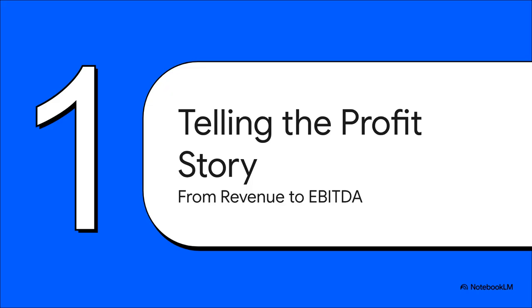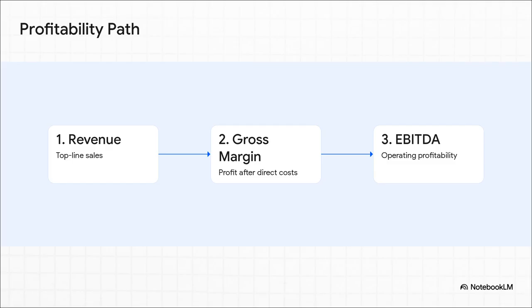We're going to start with the first part of any great financial pitch, telling the profit story. We're going to look at three key terms that build on each other to really paint a clear picture of profitability. Think of this as your roadmap to profit. It's a super logical flow. We start at the very top with revenue, then we drill down to see what's left after the direct costs with gross margin, and finally, we look at the core operational profit with EBITDA. So let's start at the top.